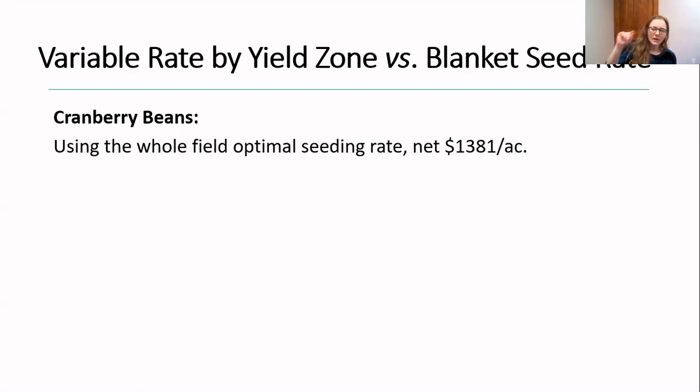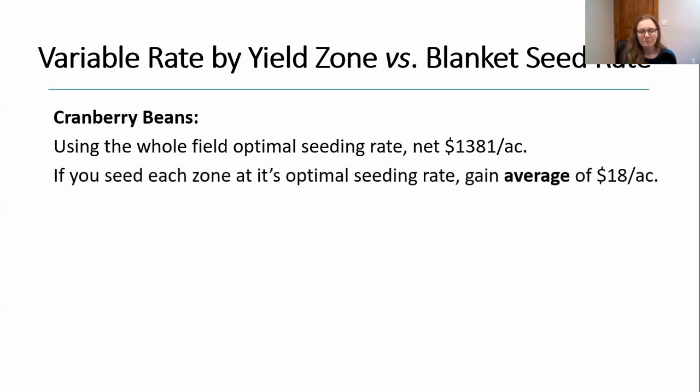If we go to that graph and pick the 3 optimal seeding rates for each zone and seed those, you gain about $18 per acre. So it's certainly a little higher on average than what we saw on the white beans. Maybe this says there's a little more room to make money with variable rate seeding with cranberry beans. Again, it's difficult though to figure out which seeding rate is appropriate for each part of the field.